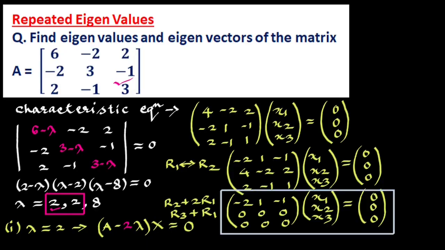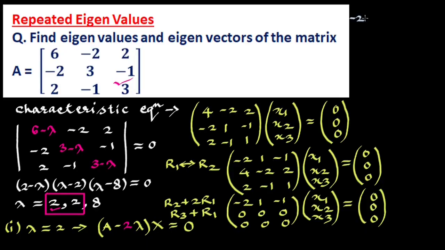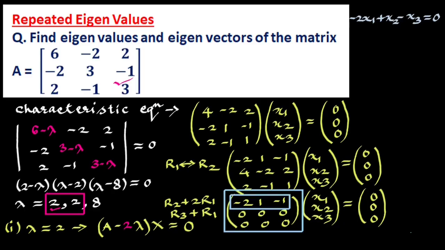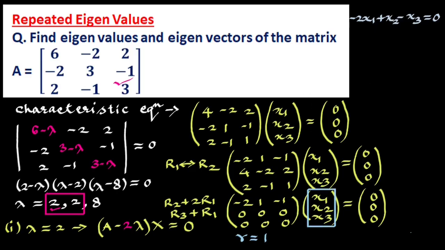From this vector equation we get one equation: minus 2x1 plus x2 minus x3 equals 0. Here we have converted the coefficient matrix into a row echelon form where there is one non-zero row, showing that the rank of the coefficient matrix is r equals 1 and the number of unknowns n is equal to 3, which shows there are 3 minus 1, that is 2, linearly independent solutions.